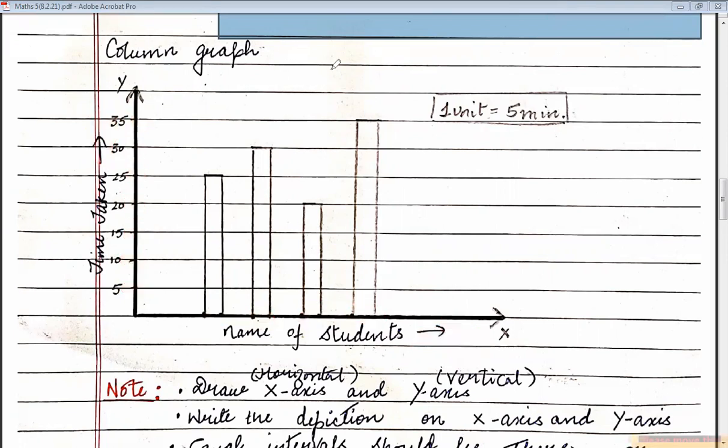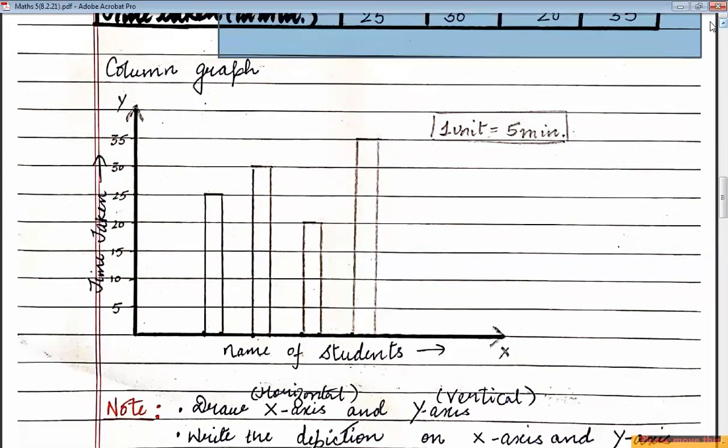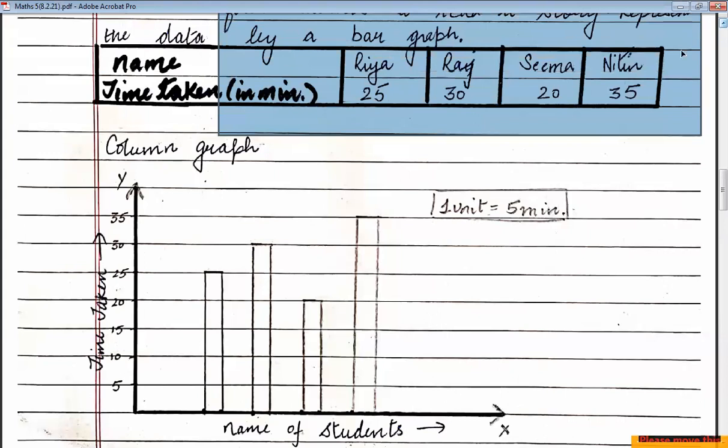Okay, so now let's read the table one more time, and now you can make the bars. Now first girl is Ria. How much time is she taking? She's taking 25 minutes. So from here you are going to make 25.